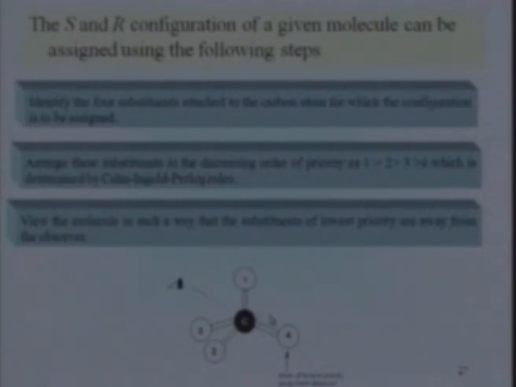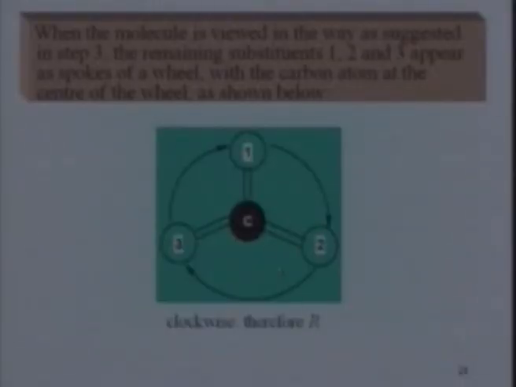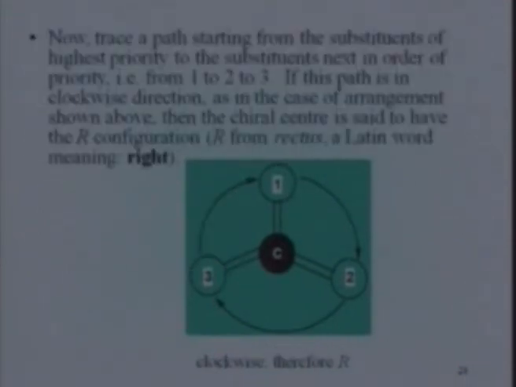The next stage is that you put the least priority group at the back, pointing away from you, and put the rest of the groups in front of you. Suppose you have prioritized the groups, you have kept the lowest one behind, in the sense that it will not come towards you, and the rest you have assigned the priority numbers 1, 2, 3, and then see, starting from the highest priority to the lowest one, where the rotation goes. If the rotation goes clockwise, you call it a rectus configuration, whereas when it goes anti-clockwise, you call it sinister, as shown here.